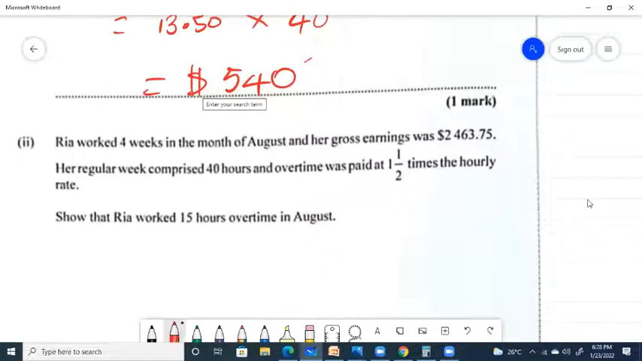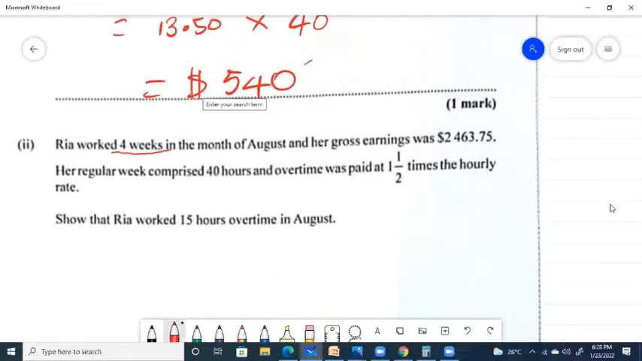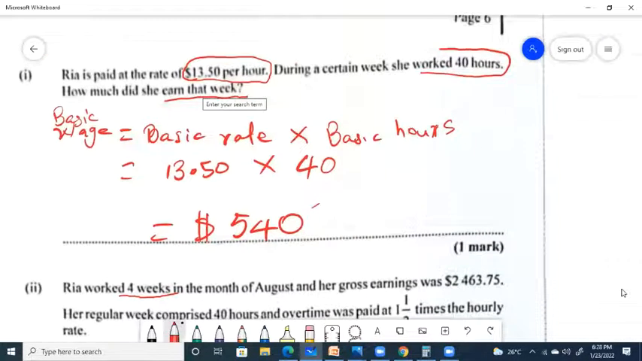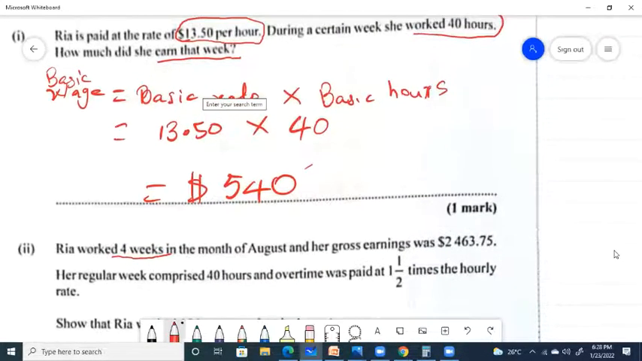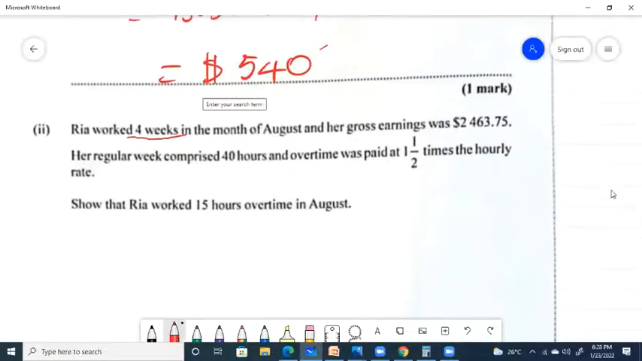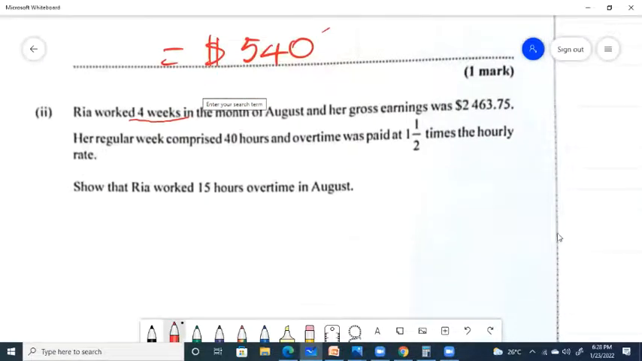All right, there is a follow-up, and there is always follow-up questions to these. It says, Rhea worked 4 weeks, right? Rhea works 4 weeks. All right, so you know that 4 weeks. Let's go back here. You know that this is for 1 week. If you check it out, it says during a certain week, and a means singular, 1 week. All right, coming back up here, Rhea works 4 weeks.